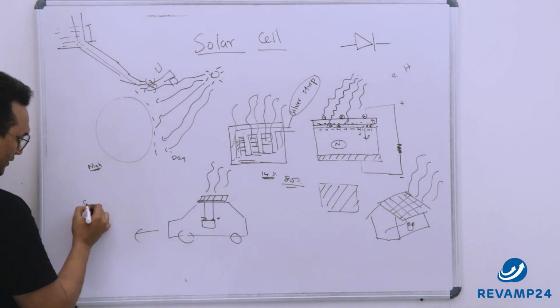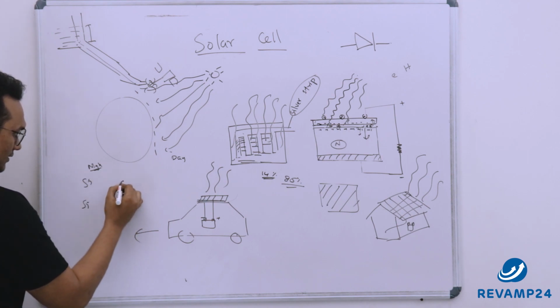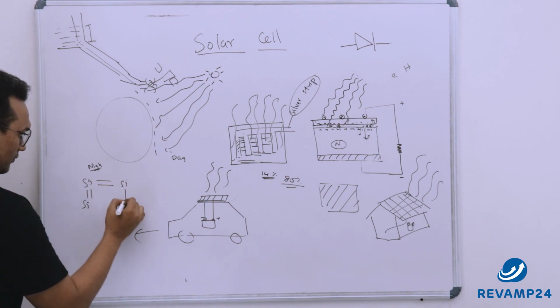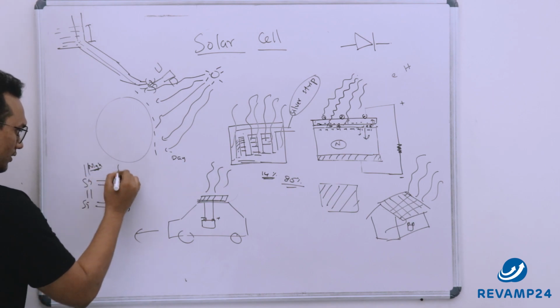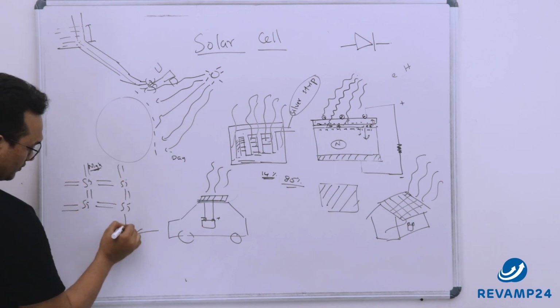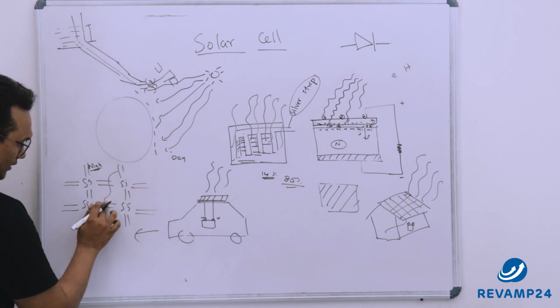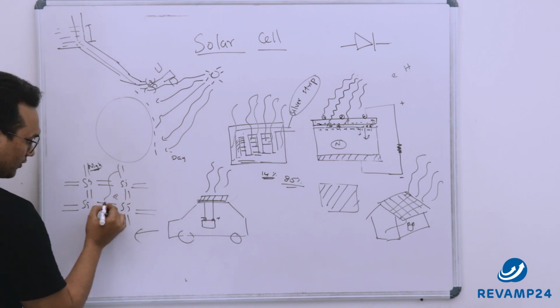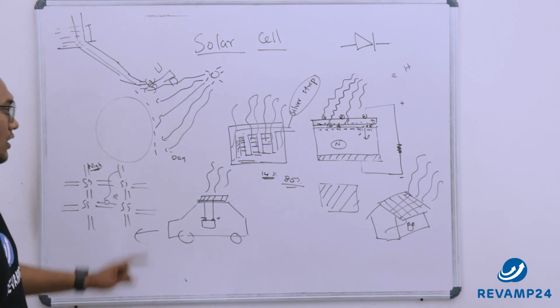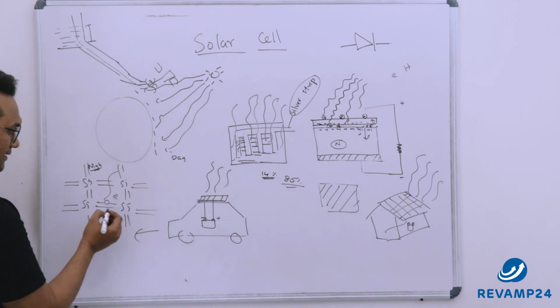I'll give you the idea here. Silicon, silicon, silicon, silicon, with sharing of electrons. So when light falls here, electrons will come out, free electrons, and that will also generate a hole. So electron hole pairs are generated.